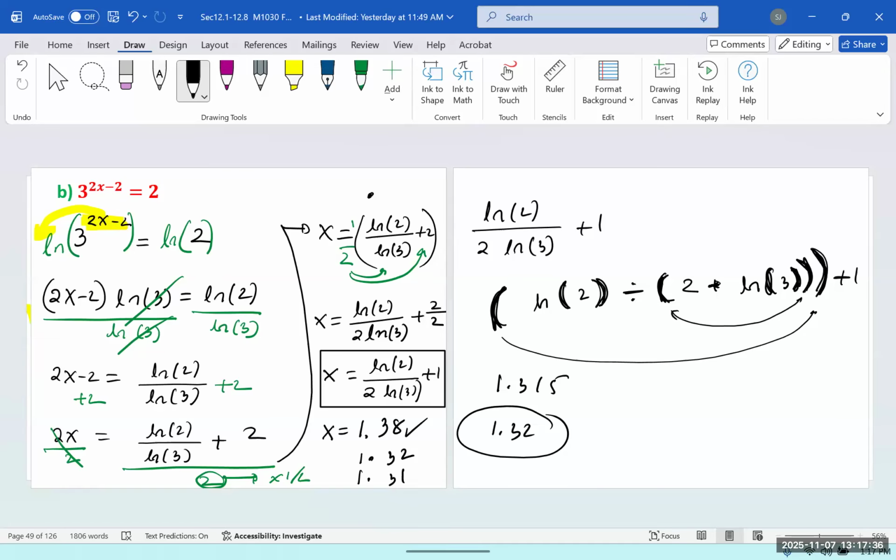Now, why do you have different answers? It's probably because if you did not put everything together on your calculator, if you did this part first and then you added 1, like if you did it part by part, then it has some rounding error. So if you want to get the exact solution, you should put everything together. Otherwise, there will be some rounding error.